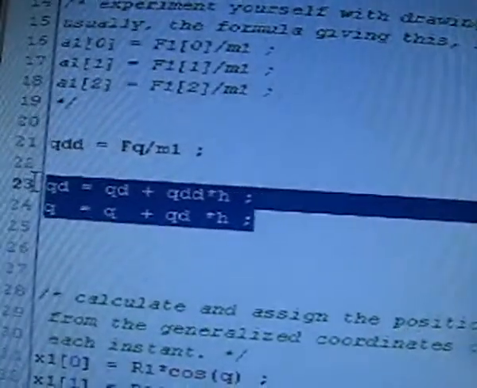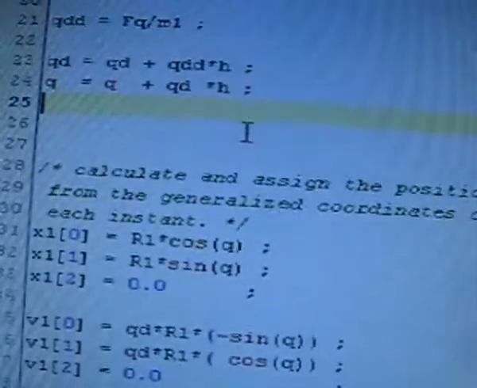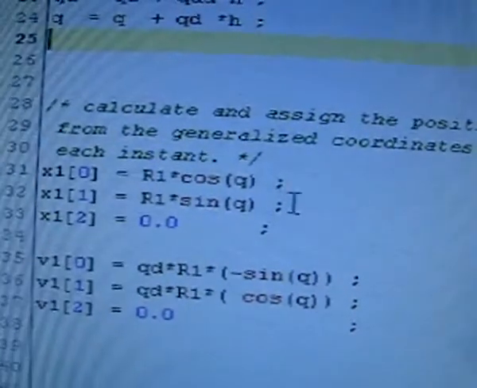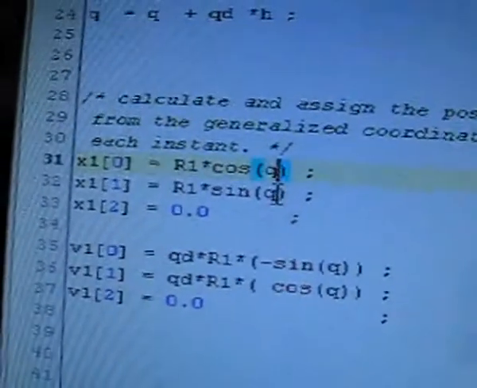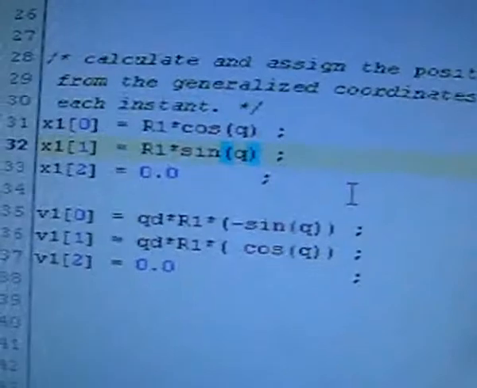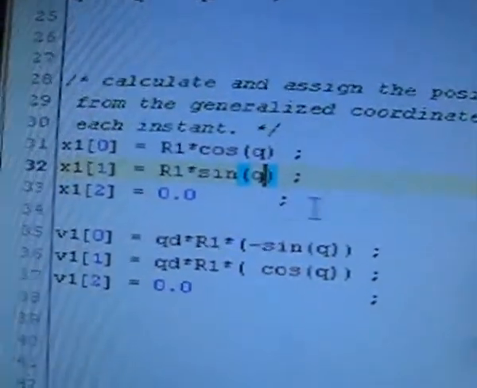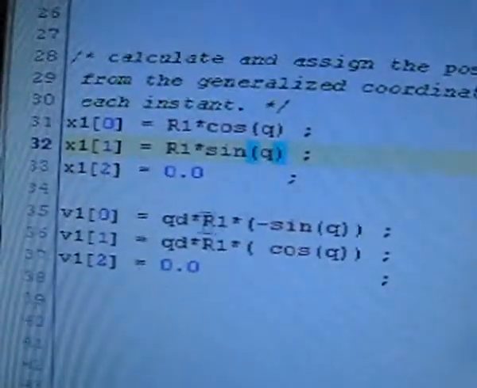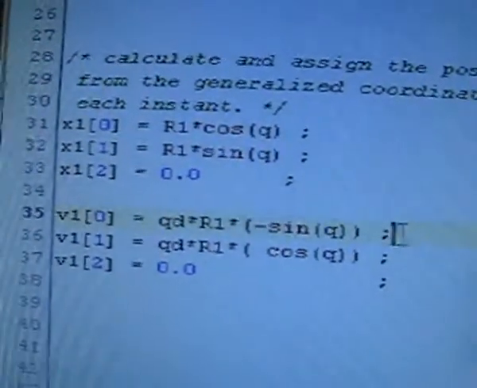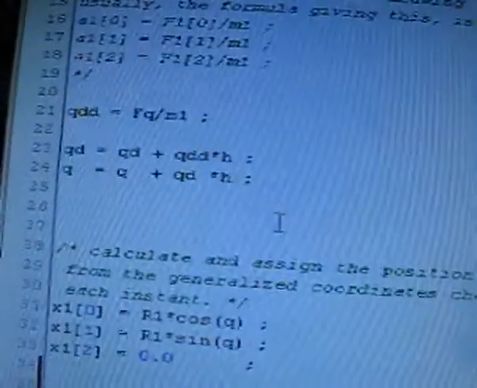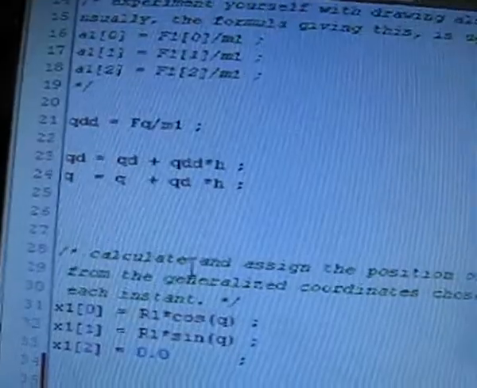Then the dynamical system is updated, and then the position of the constrained material point is calculated in its Cartesian coordinates, starting from the generalized coordinates. In this case there is only one, which defines the instantaneous configuration of the system. Also the velocity is calculated, but that's only for a graphical thing. Actually this is not part of the simulation. In fact, we are left with only these very few things.